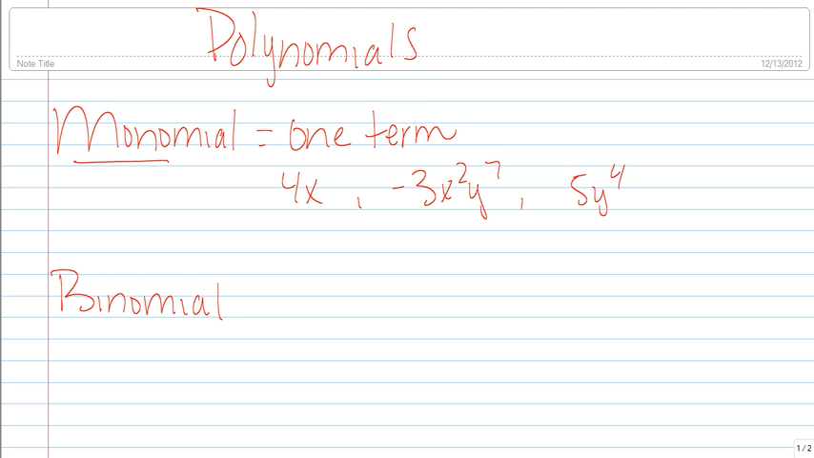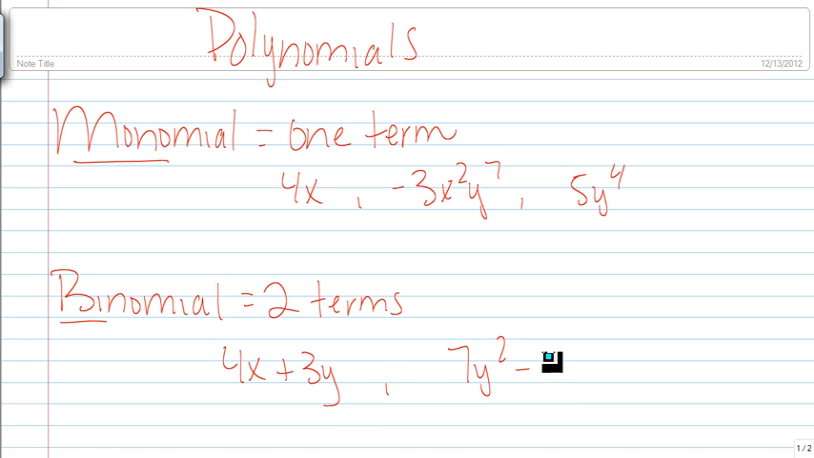Okay, so binomial, bi meaning two, if you look at your prefix. So a binomial is going to be two terms. Okay, so what does that look like? Well, maybe you have 4x plus 3y, or 7y squared minus 3y. Okay, it's the linking up of two terms, whether you're adding them or subtracting them. Alright, so now we're rocking and rolling.